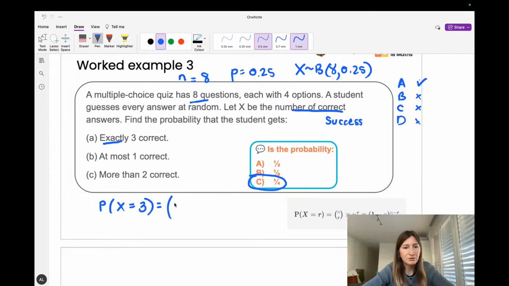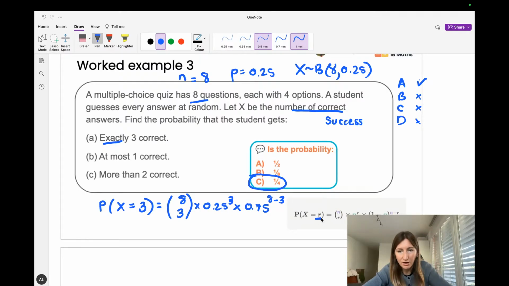So we have N choose R. So our N was 8 trials. R being the number that we want, so 3 in this case, times the probability, so 0.25 of 3 correct, times the complement 0.75 of N minus R, so 8 minus 3. And that's how it would look if we're substituting in.